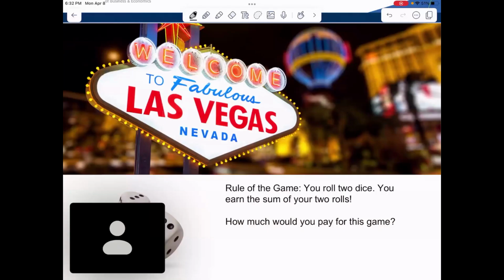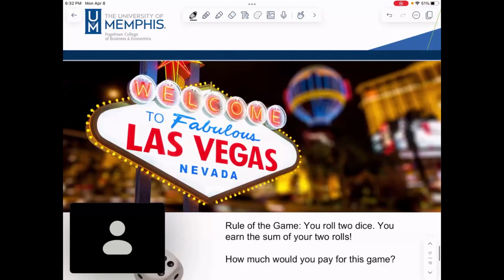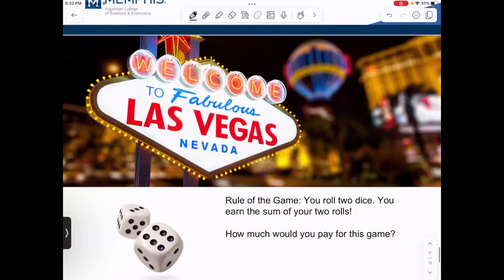So let's now do our first simulation. In the first simulation, we're going to be traveling to Vegas, and we are going to understand the risk of playing this very straightforward game, where you basically roll 2 dice and you earn the sum of your 2 rolls, okay? So for example, if you roll 2 dice and your first die is 1 and second die is 2, you earn $3. So the question I'm asking is, how much would you pay for this game?